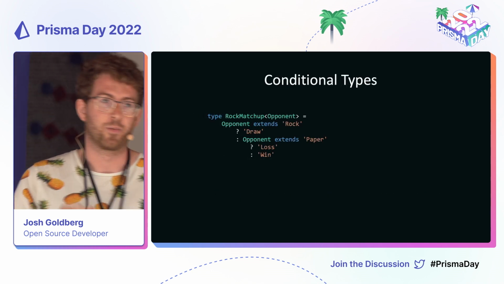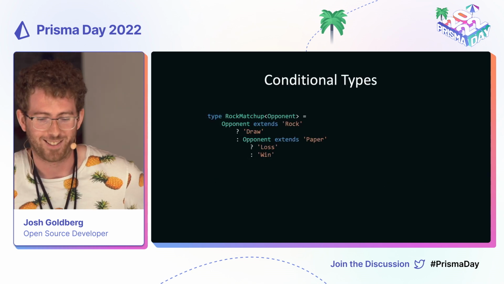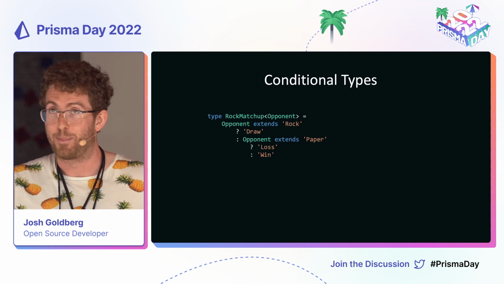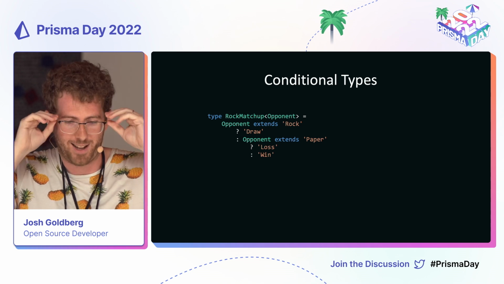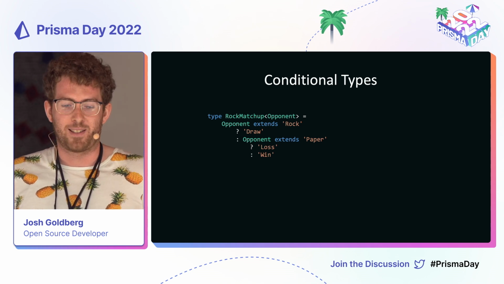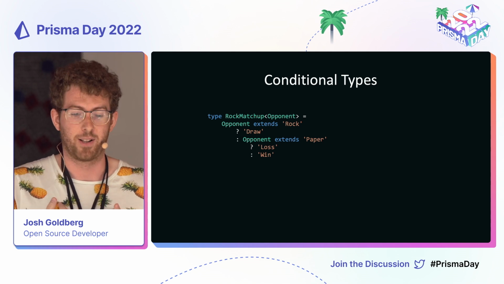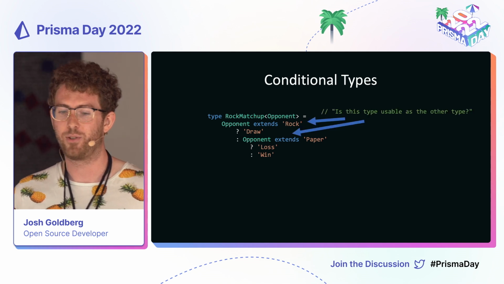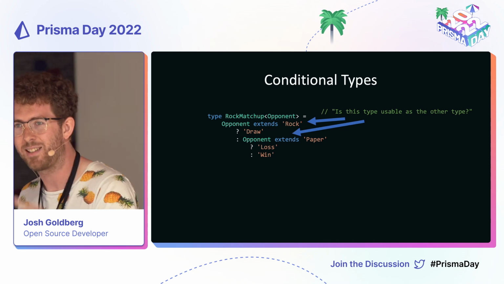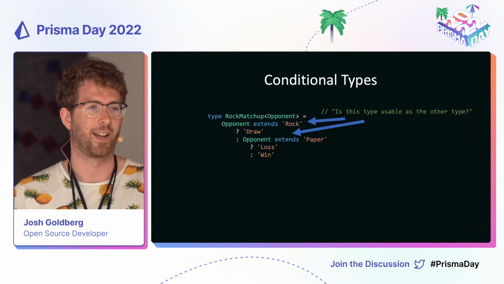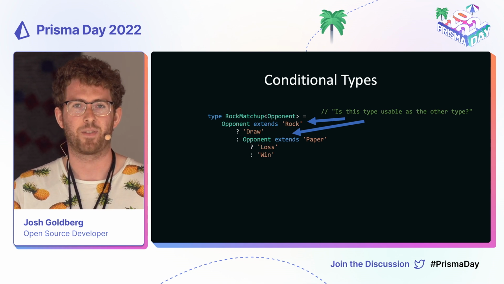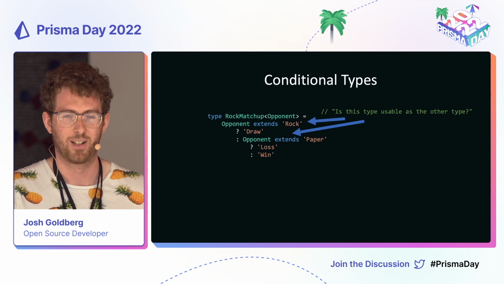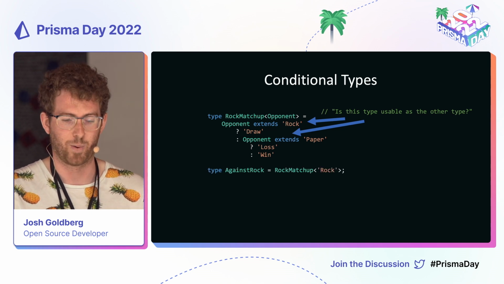Conditional types are where it really starts to get cool, and I think this presentation picks up a little bit again. You can add logic to your type system. Pardon me, I'm so excited I can't speak. You can have a type that says, I take in a generic Opponent, and if Opponent extends Rock, meaning is this type usable as the other type, then the resultant output type is something else. Let's say Draw. And otherwise, if the Opponent extends Paper, then the result is Loss. Otherwise, the else, it's a Win.